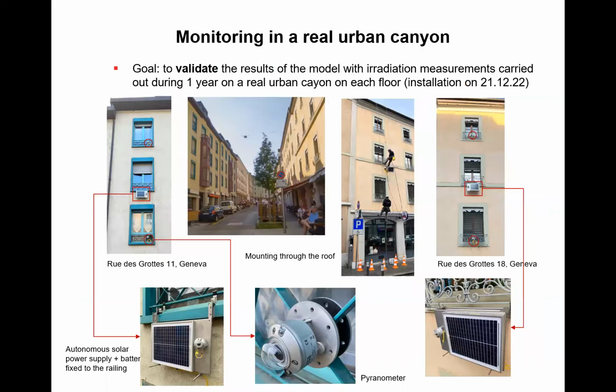My last slide is about the monitoring system that we have installed in Geneva. So we have installed two facades that are face-to-face with pyranometers to measure the radiation. On each floor, there is also an autonomous solar power supply with battery to supply the pyranometer, data logging, and so on, so that we don't disturb people, residents. The idea is to have this monitoring to compare and validate our models. So the perspective is to use that to validate the model.